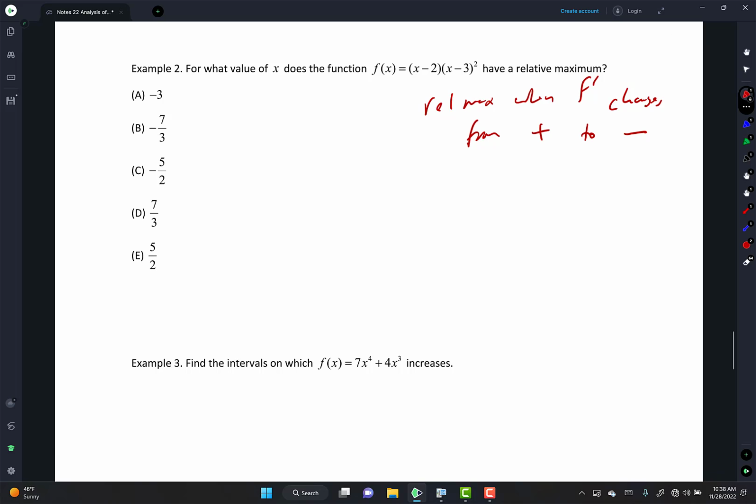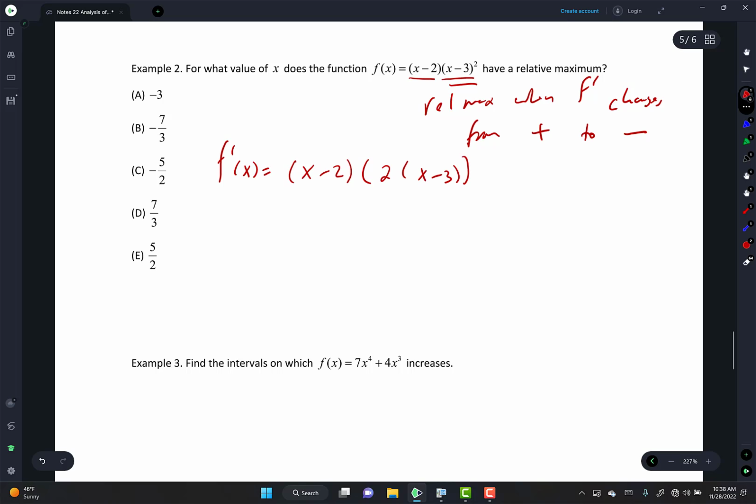Cool or not cool? Here we go. F prime of x. I'm doing the product rule. First, times the root of the second, 2x minus 3, close, times 1. That's good. Plus second, x minus 3 squared times the root of the first, 1. Oh, that's nasty, but all right, let's see.